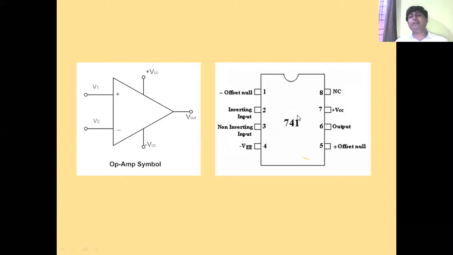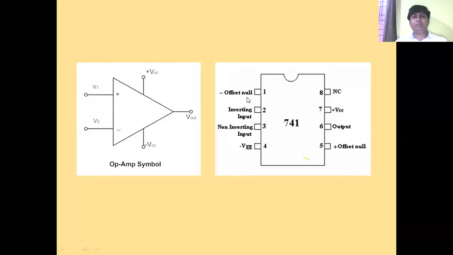Now, what is the work of these pins? Pin number 1 is named as negative offset null, 2 as inverting, 3 non-inverting, 4 minus VCC, 5 positive offset null, 6 output, 7 plus VCC, 8 NC, that means not connected.